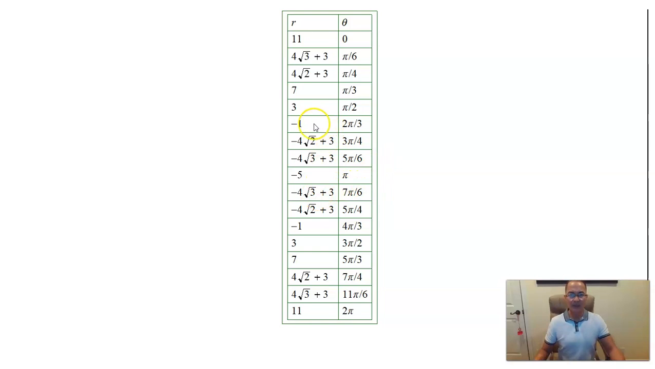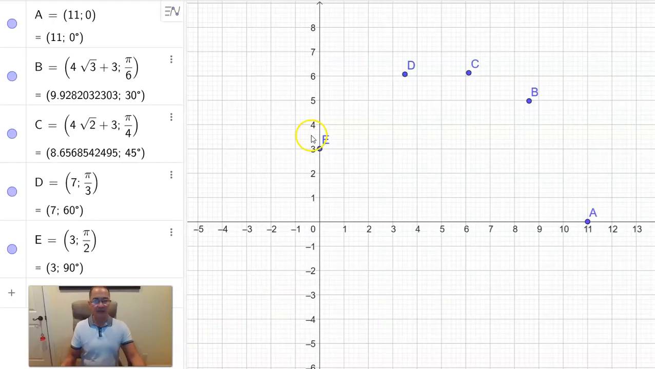Okay, so we now have maybe about 18 or 19 points that we are going to have to plot. I think we should start over. All right, so I didn't want to leave you out of this. I have plotted the first 5 points: 11, 0; 4 radical 3 plus 3, pi over 6; 4 radical 2 plus 3, pi over 4; 7, pi over 3; 3, pi over 2. Okay, so I'm going to pause the video and plot some more points from our table.